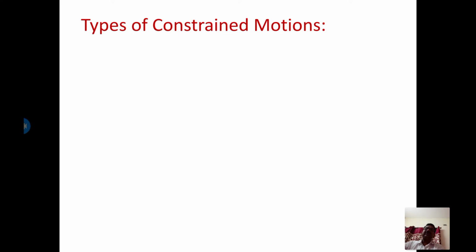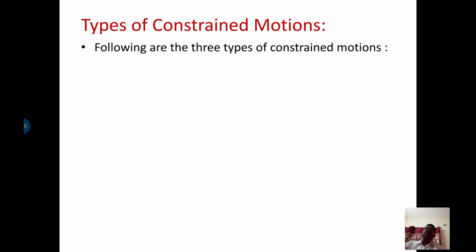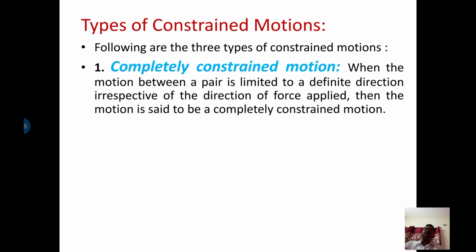In this, generally three types of constrained motions are there. The first one is completely constrained motion. When the motion between a pair, any two elements called a pair, is limited to a definite direction irrespective of the direction of the force applied, whatever may be the direction of applied force, but the motion is limited to only one direction, then the motion is called completely constrained motion.